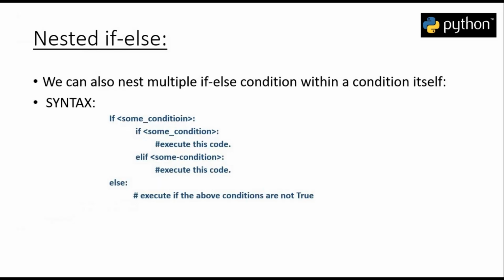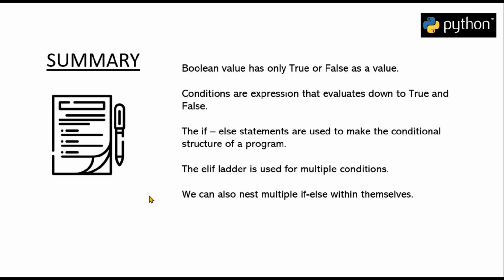So what did we learn in this session? We learned that a boolean value has only true or false as an output. Conditions are expressions that evaluate down to true or false and further control the direction in which our program will go. The if-else statements are used to make the conditional structure of a program. The elif ladder is used for multiple conditions, and we can also nest multiple if-else statements within themselves.